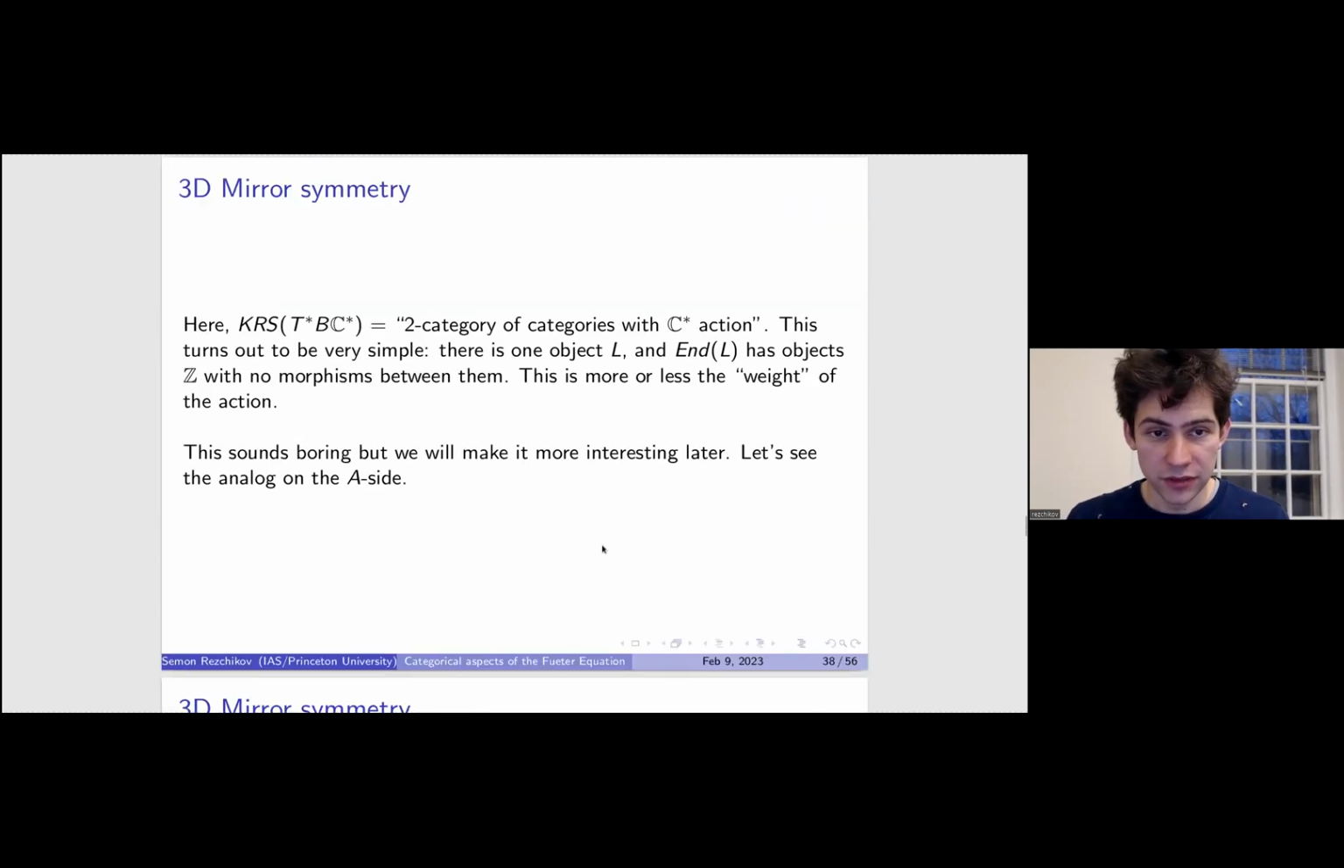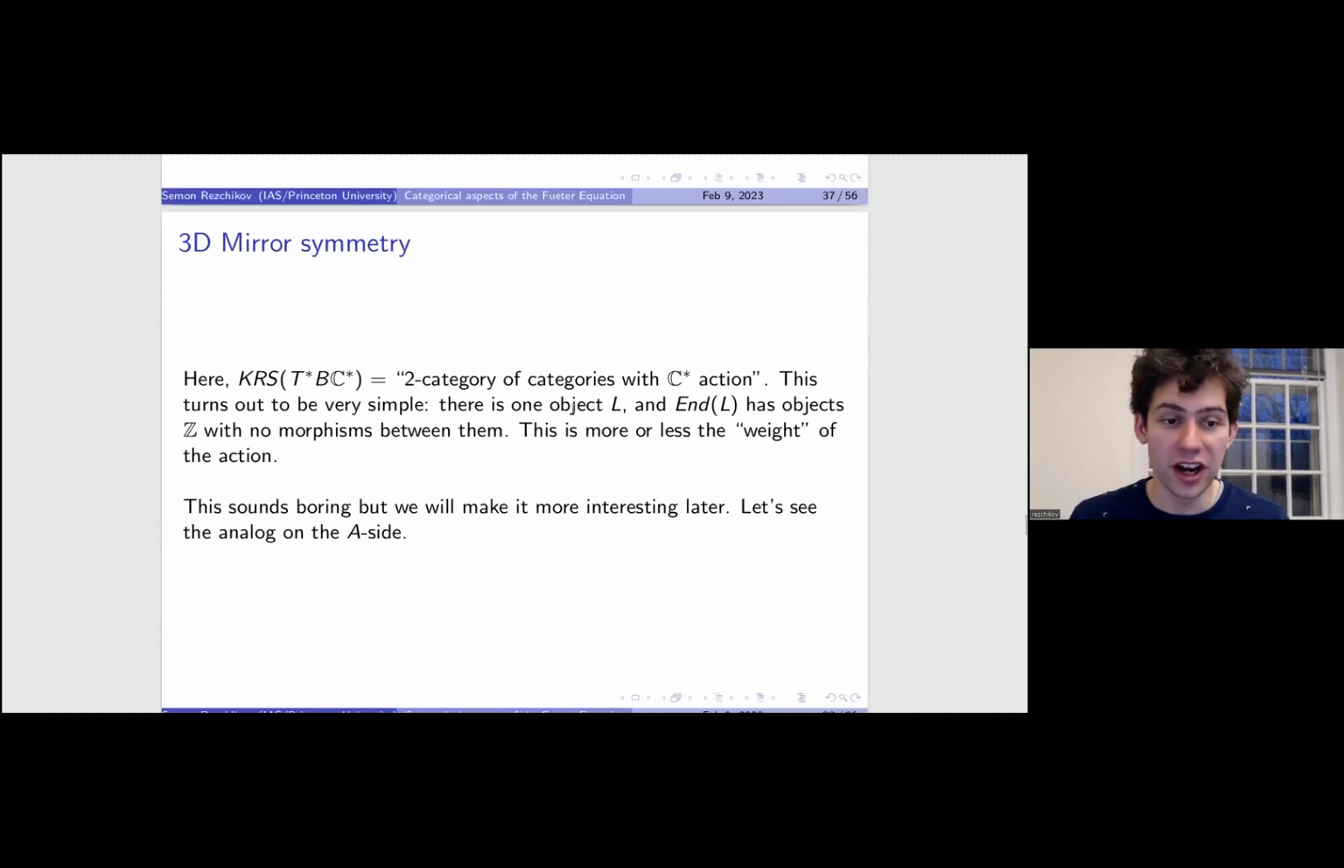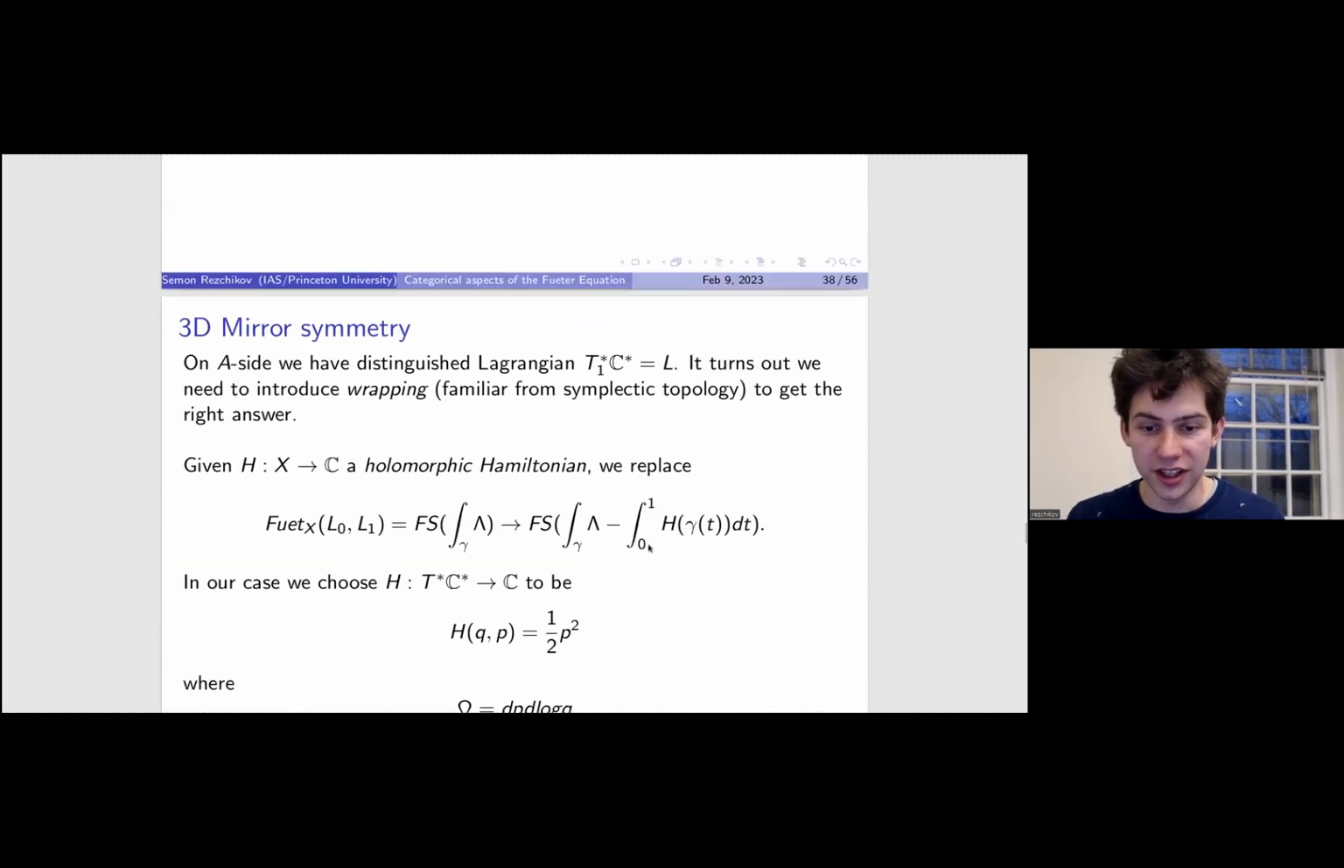And so in this case, you think about what this should be, and this should be something very simple. It should have one object, and its endomorphisms should be Z with no morphisms between them. Right? I'm not an expert on this. Maybe I'm taking this from other people, like Hilburn and Gammage. This sounds kind of boring, but you can kind of see what this is on the A side.